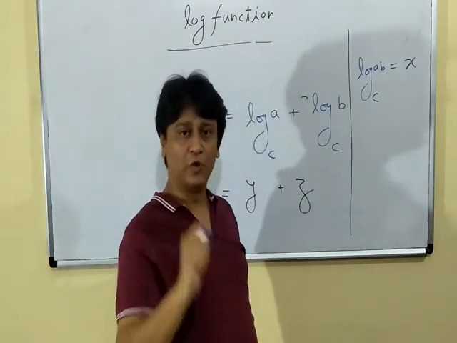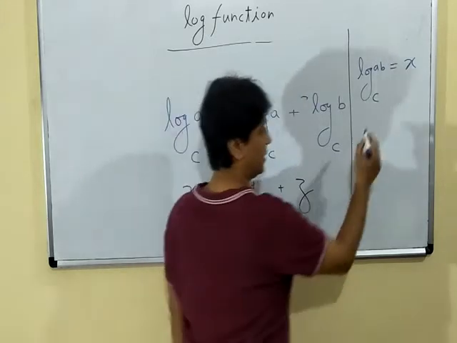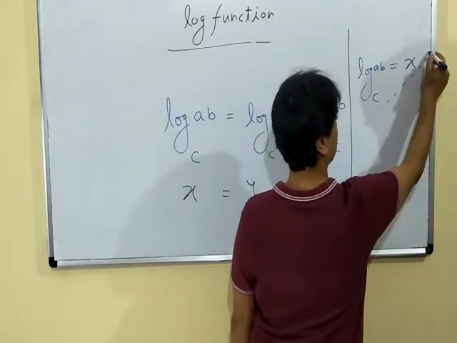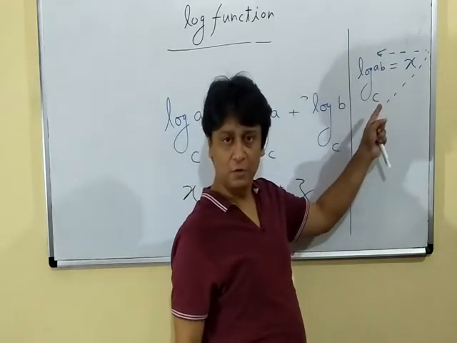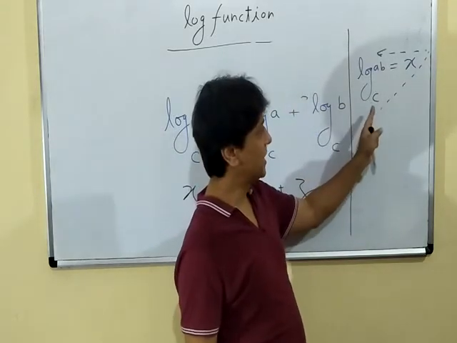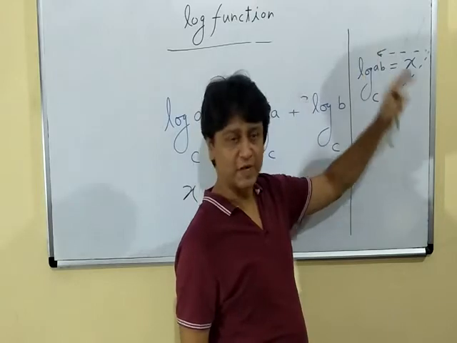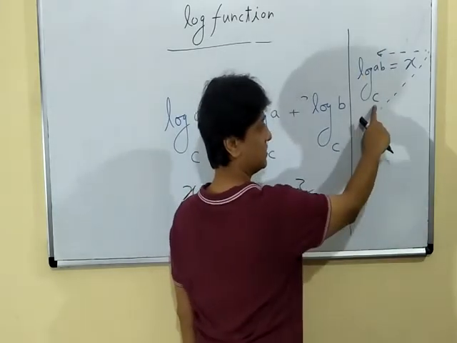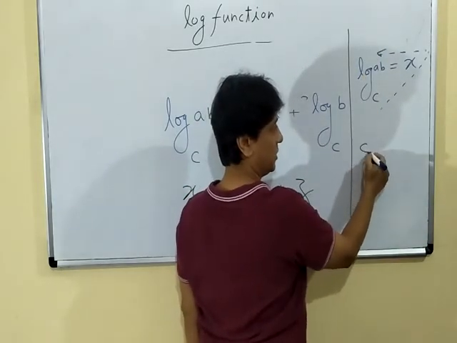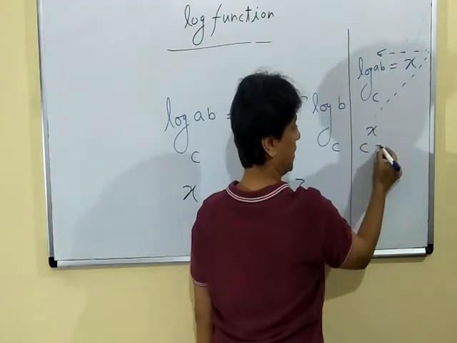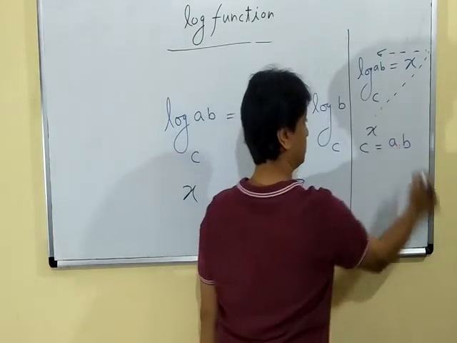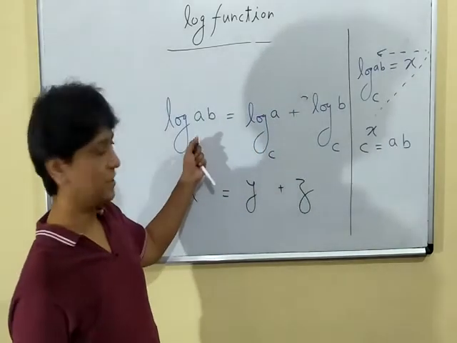मैंने आपको log रिमूव करने का तरीका क्या बताया? This. You don't need to show this arrow. प्रैक्टिस के साथ आपको मालूम पड़ जाएगा किस पर किस पावर को रेज करना है. कौन है बेस? C. What is the power? X. And what is the product? AB. This thing.